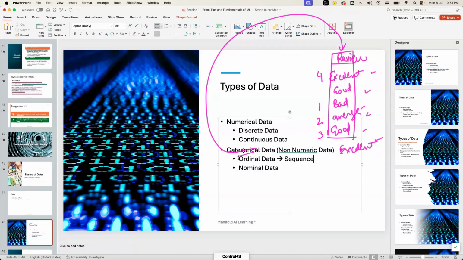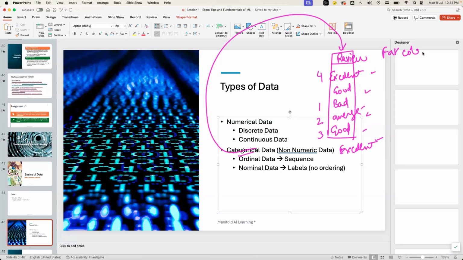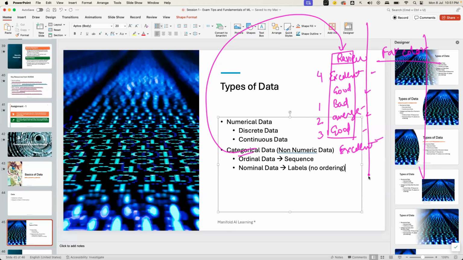Okay, now we have another kind of data called nominal data. We call a data as nominal data if it consists of just labels. When I say label, there is no ordering involved. I'll give you an example. Let's say there's one more column describing the favorite color of a person. Here the favorite color may be blue, black, red, violet, pink.